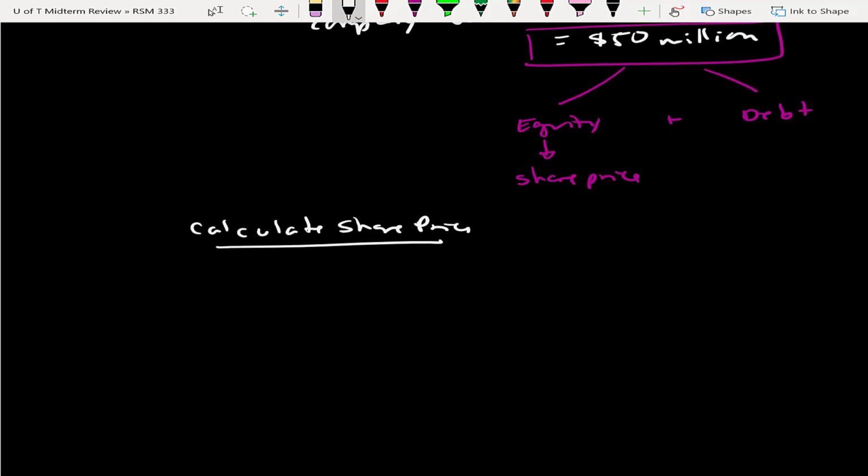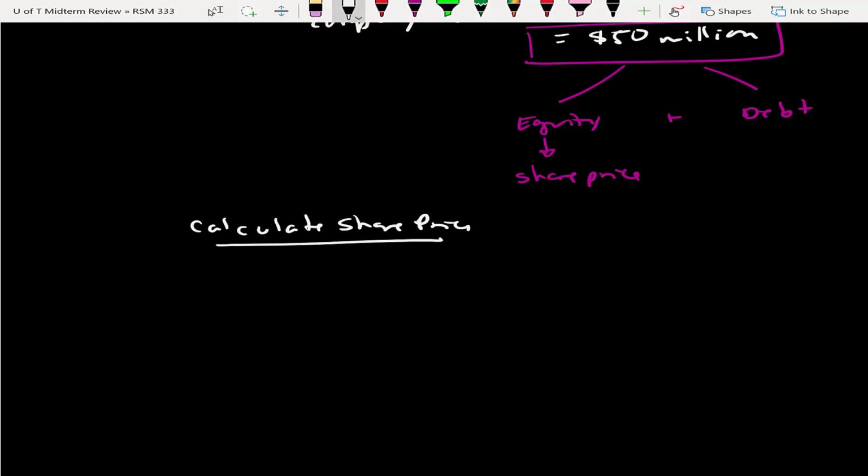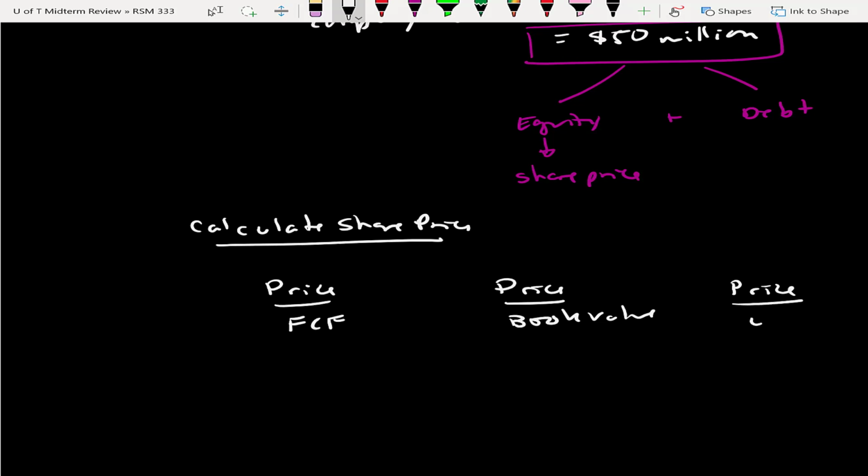And some examples of this are, let's say, price to free cash flow, price to book value, price to earnings per share. This is the most common one. This is a PE ratio, as you often hear that quoted.